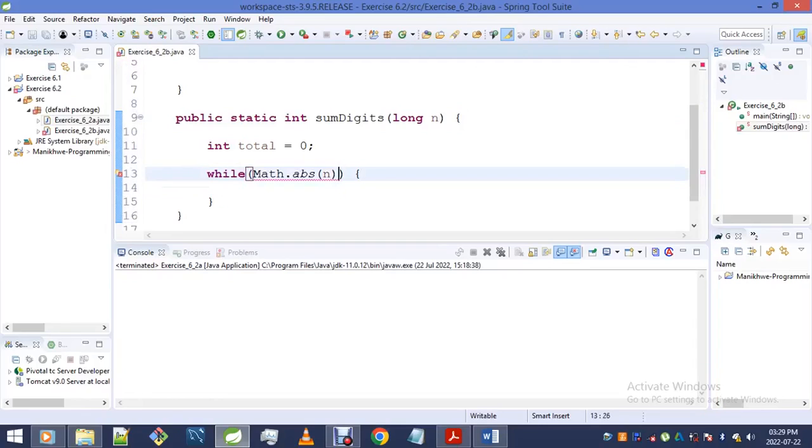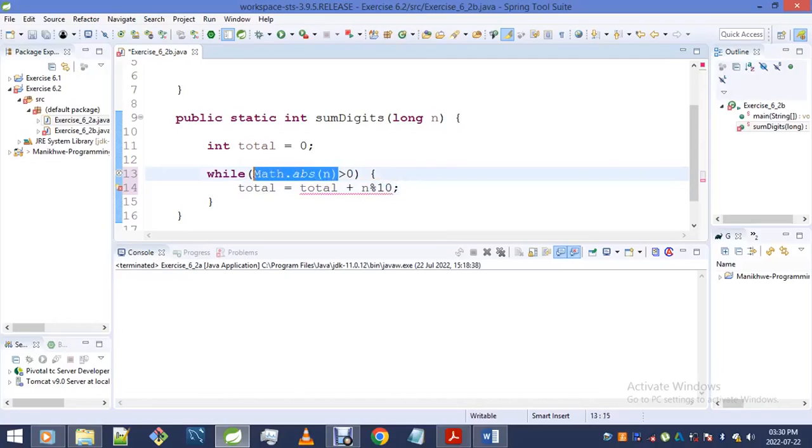Okay, as long as that is greater than 0. So ideally here I'm making sure that I'm working with n as a positive integer. Okay, I will then go total is equals to total plus n mod 10.